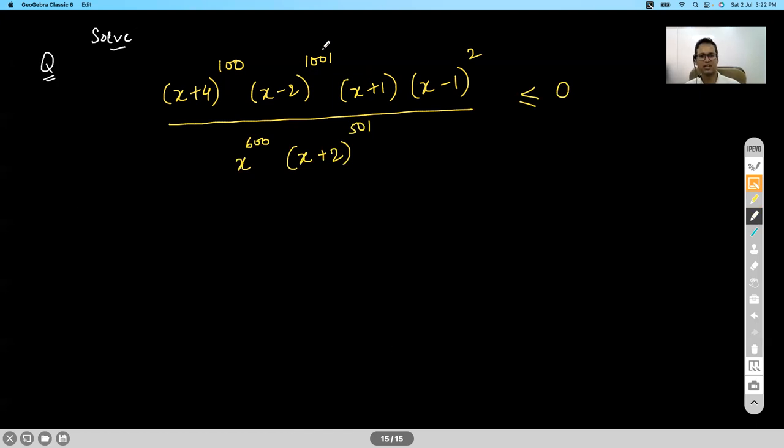Solve this inequation. This time I don't want anybody to make any mistake. So read this question carefully. Let's not assume the powers.